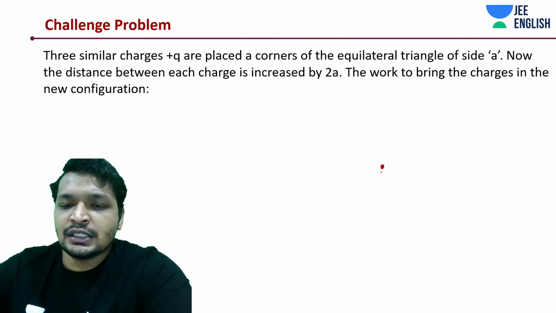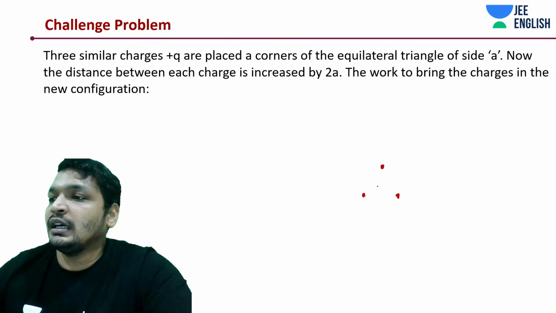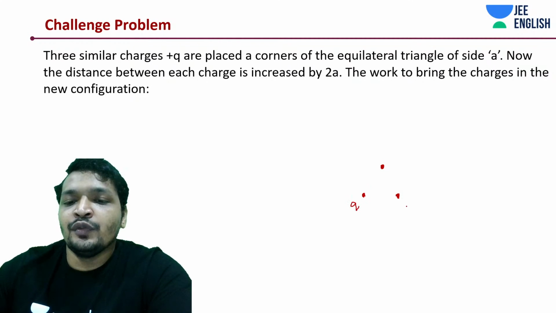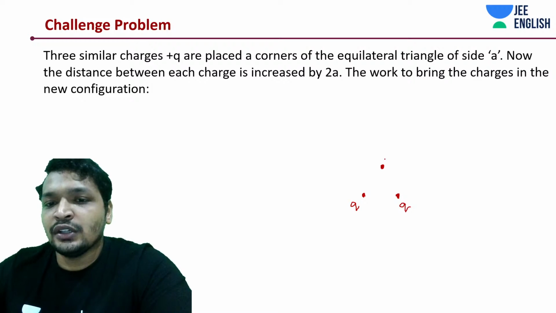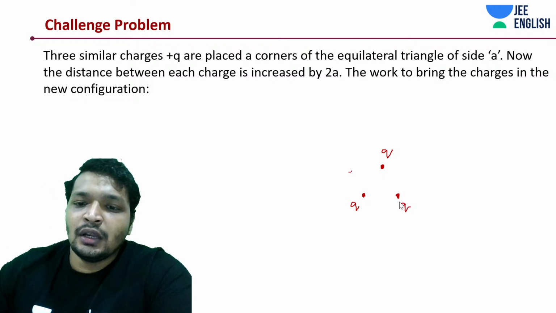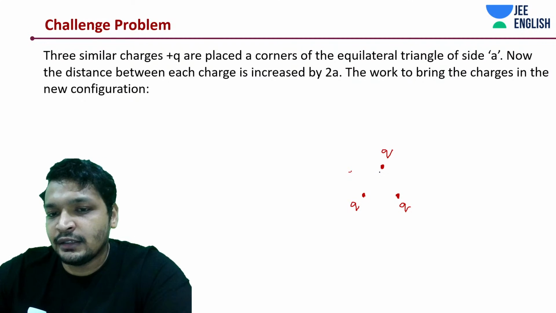Initially there were 3 charges like this. Let's understand it from the perspective of how we would solve a problem. There is a Q, Q and Q. Initially they were all at a distance A from each other. That's only possible if they are placed at the corners of an equilateral triangle.